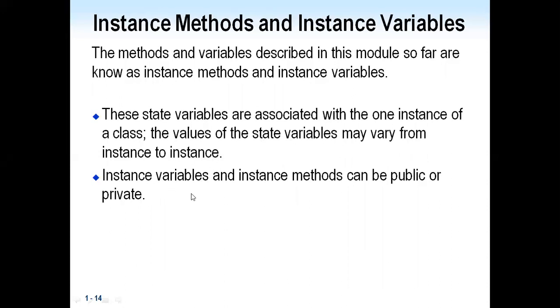Next, the instance variables and instance methods can be public or private. If any behavior is represented, these methods can be accessible within the class or outside the class, so it is represented by public or private. Suppose the variable is public, then it can be accessed outside the class, that is, another class can access it. Private means it can be accessed only within the class.